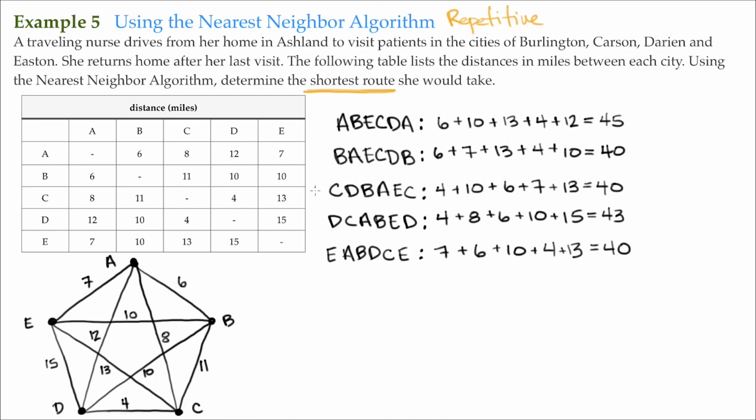So any one of these shorter routes here would work. If we use strictly the nearest neighbor algorithm, where it tells us to start specifically at Ashland, we're going to come up with 45 miles. But if we use the repetitive nearest neighbor algorithm, where we use every single one and see which one's the shortest, well, we can have either starting at vertex B, vertex C, or vertex E. Then there you go.